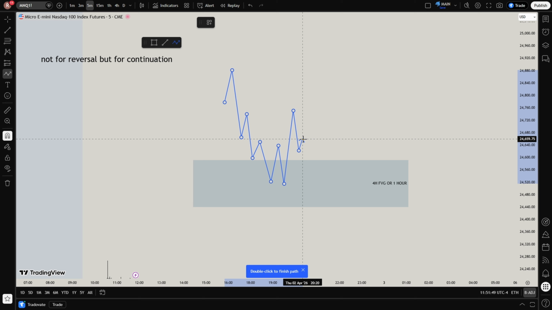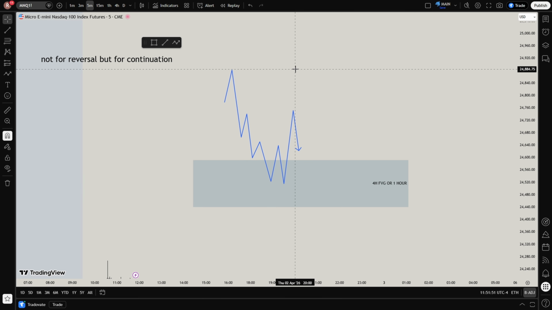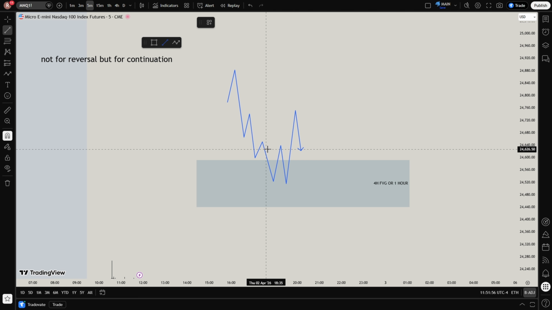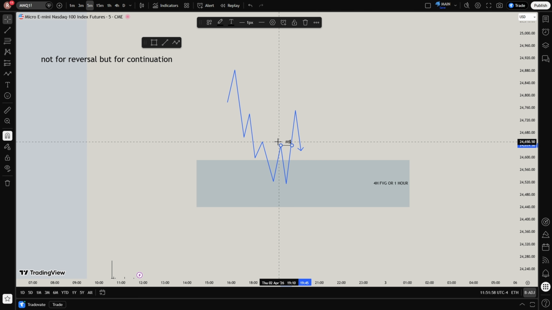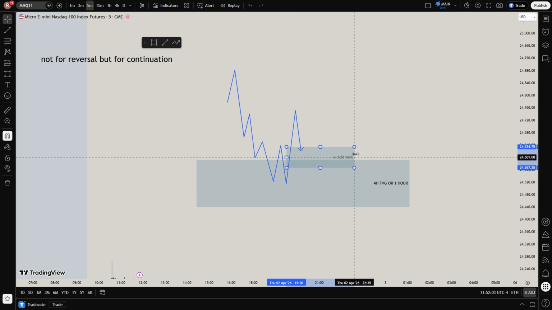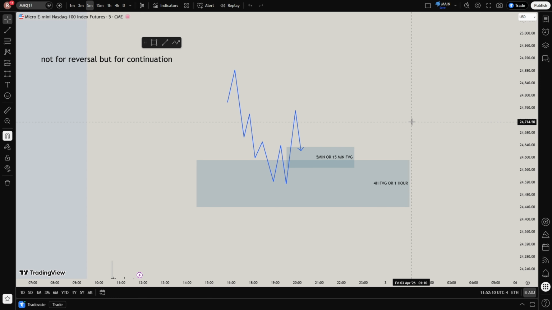Now, once that reaction is there, this is where the 15-minute comes into play. I drop down to the 15-minute time frame and look for a fair value gap forming after that reaction. And just to keep it flexible, you can also use a 5-minute fair value gap. Both work the same way, but the 15-minute just gives a slightly cleaner structure. So now we have two layers. A higher time frame fair value gap where price reacted, and a lower time frame fair value gap forming after that reaction. The next step is patience.